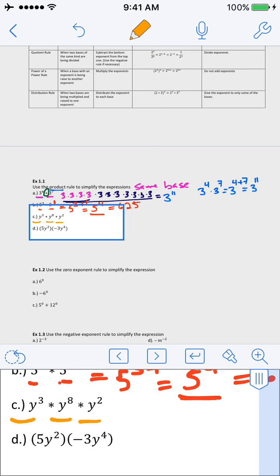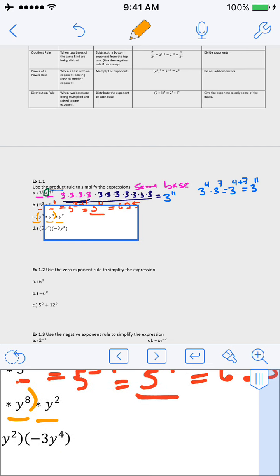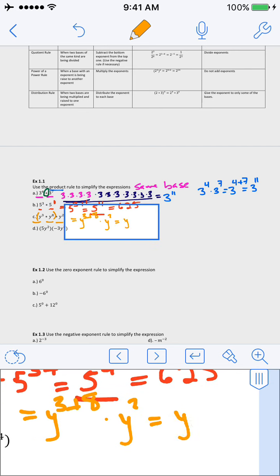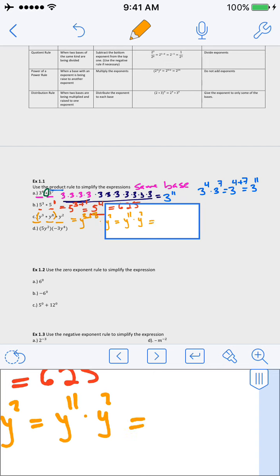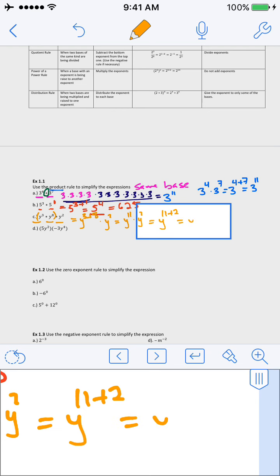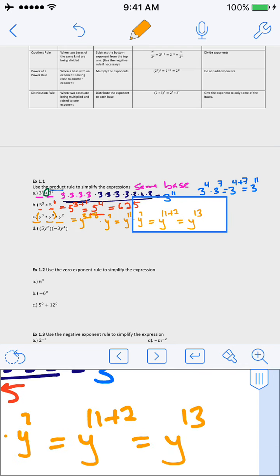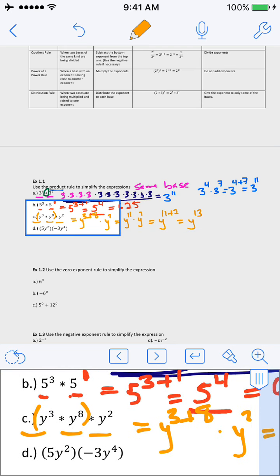We can start with these first two guys, and we can say, okay, y to the 3 plus 8 times y squared would be y to the 11th times y squared. And then we can do it again, and we can say y to the 11 plus 2, or a total of y to the 13th. In other words, we have 3 y's, 8 y's, and 2 y's, and they all come together to give us 13 y's.